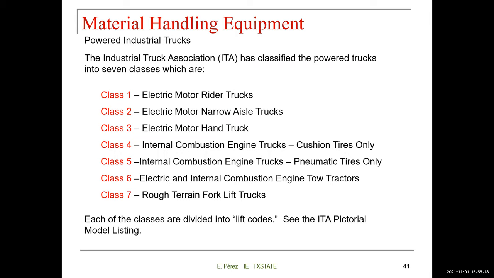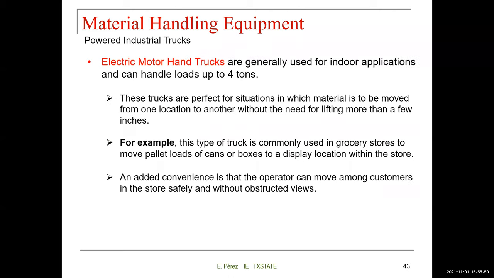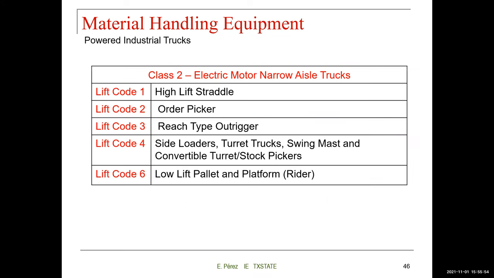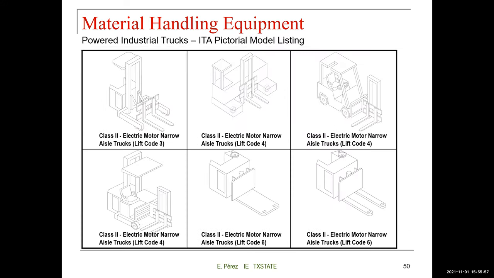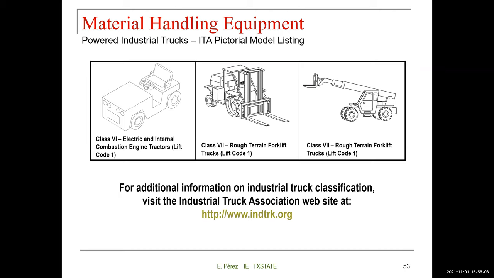So again, if you look at the Industrial Truck Association classification, the power trucks are classified in 7 classes and they are listed here. Depending again on the type of application, you will go deeper into the selection process. So for example, class 1 are the electric motor rider trucks, class 3 electric motor hand trucks, and so on. I think I covered this already. There's some information about the differences between classes, and some additional pictures of the different classes of power industrial trucks.